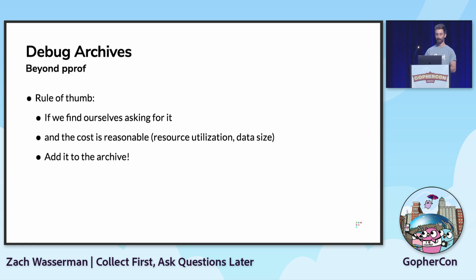And we went beyond what was available in Prof. We started to ask ourselves, what is the information that we request of our users when they report issues? And we sort of created a rule of thumb. If we find ourselves asking for something more than once, and the cost of collecting it is reasonable, with reasonable being measured by the resource utilization of the server and the infrastructure dependencies and the size of the data that's generated, and maybe also the sensitivity of the data, then add it to this archive that's collected so that we have all of the information to work with.